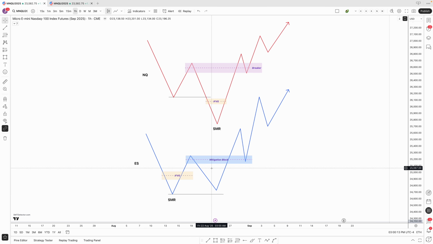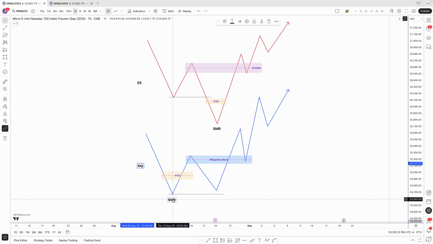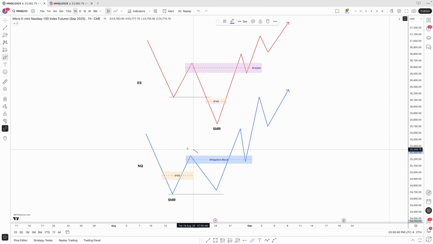So in order for this to be changing the state of delivery for both, actually let's go with this being NQ and this being ES. So we'll have the SMR here on NQ, the SMR there on ES. We have a breaker on ES, and we have a mitigation block on NQ. And so with this scenario, you have to have NQ get above this mitigation block in order for it to be CSD.